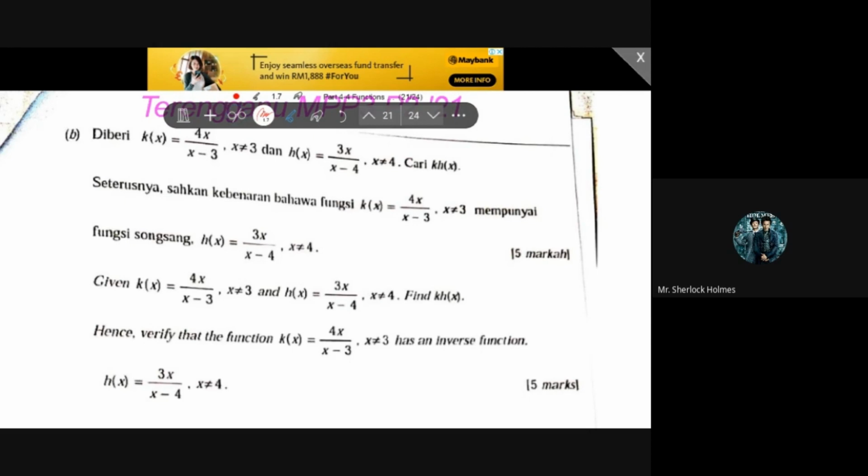So first question they ask, find KHX. So siapa boleh bagi tahu tak? What is KHX? What is your answer? This one is really the hardest question lah, I feel. This type of question. But if you're expert in it, it's not really hard lah. Tak begitu susah pun.